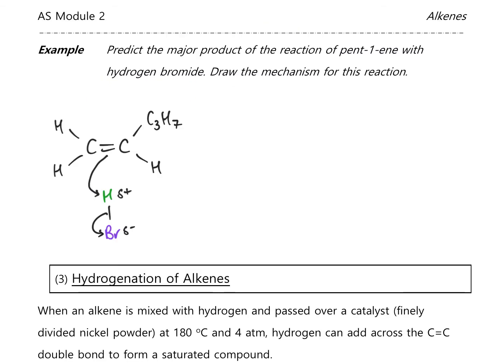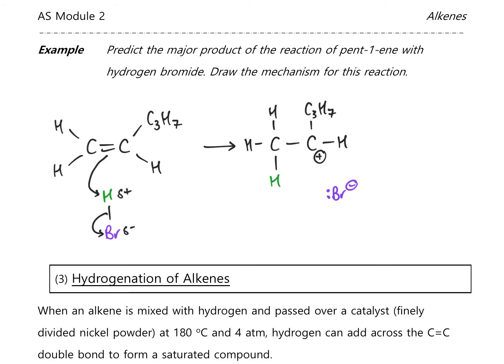So the first step of your mechanism will be as follows. You want to draw a curly arrow coming out from your carbon-carbon double bond to represent that bond breaking, and the pair of electrons from the pi bond of your carbon-carbon double bond being used to form a bond with the hydrogen. As a result, the hydrogen-bromine bond will break and that pair of electrons will go to the bromine.